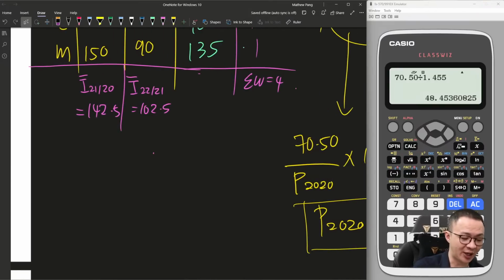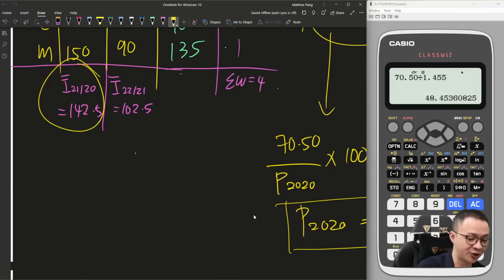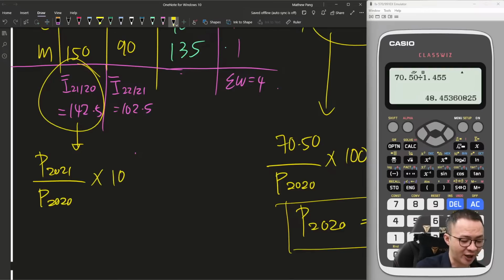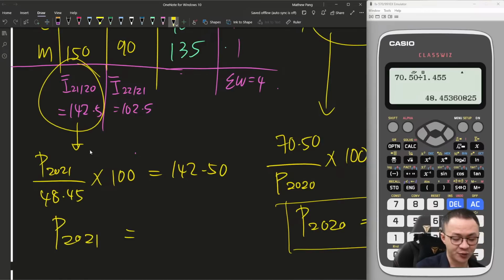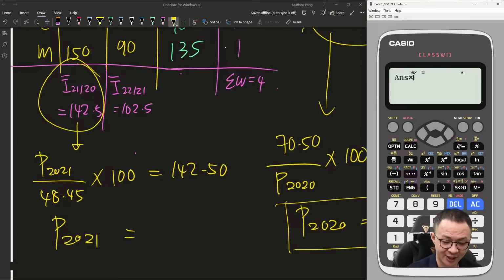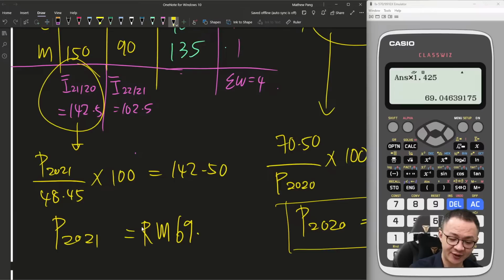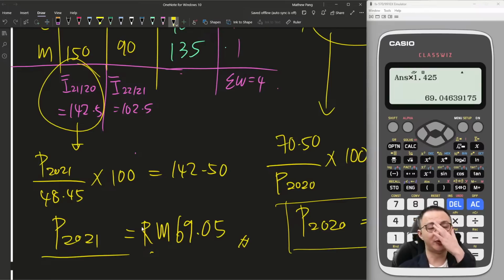So we want 21, right? So I have the 20, I want 21, I will use this one. So this one is also an index number, right? So price for 2021 over price for 2020 times 100 equals 142.5. I have the price for 2020, which is 48 ringgit 45 cent. So I can find the price for 2021, which is what they want. So this answer multiply 1.425. The price is 69 ringgit 0.5 cent. Done. This is what they want, to find the price for 2021.